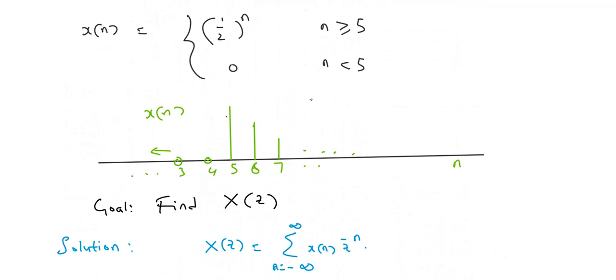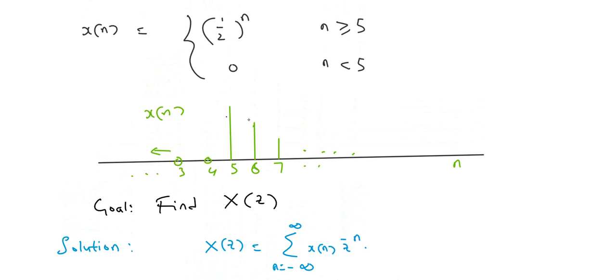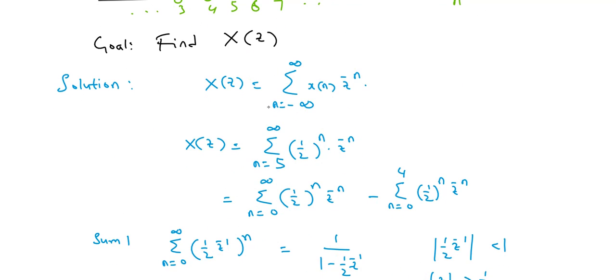To summarize, we have a signal that is a truncated infinite series given by 1 by 2 power n for all values of n greater than or equal to 5, and it is 0 for other values of n. It starts at the value 5 and the starting value is 1 by 2 power 5, that is 1 by 32, and then it keeps decreasing as a function of 1 by 2 power n. Our goal was to find the z transform.